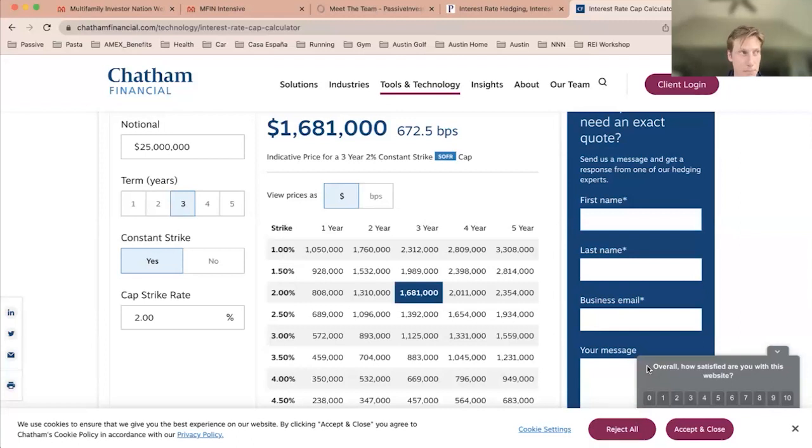A lot of times when referring to multifamily, this is a good tip or trick: you talk on a per door basis or a per unit basis, because a lot of times it's easier to compare a 150 unit asset versus a 300 unit asset when referring to numbers on a per unit basis. So I'm going to talk on a per unit basis.